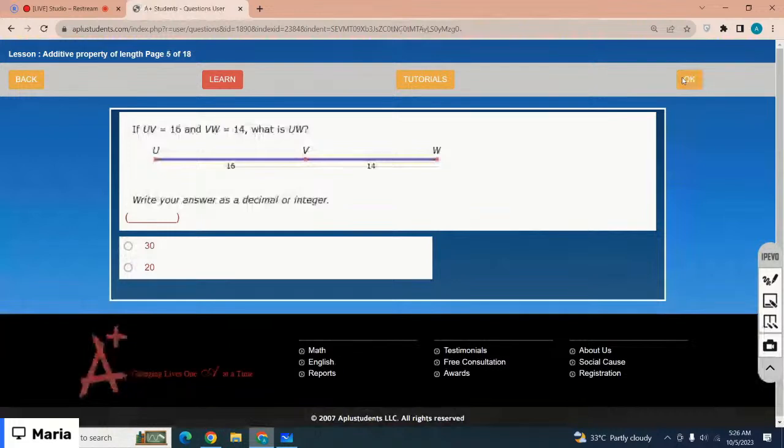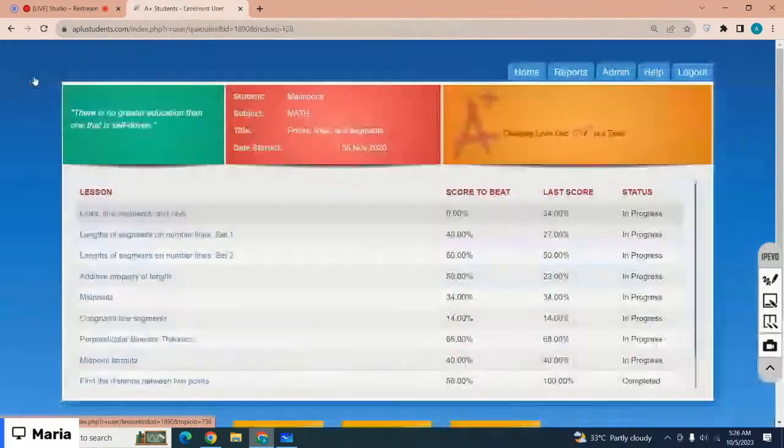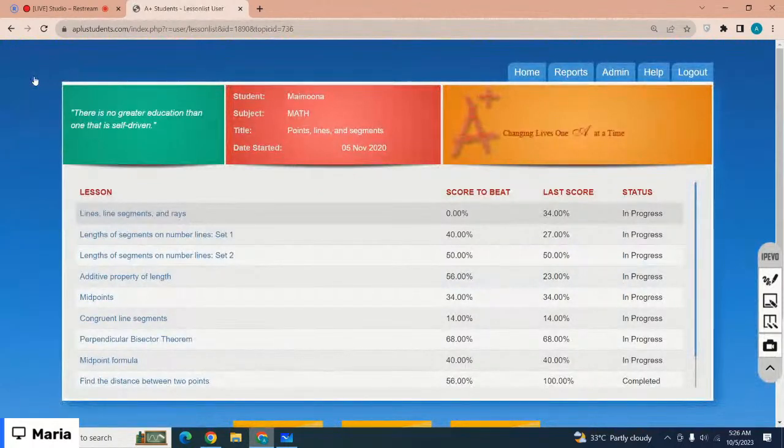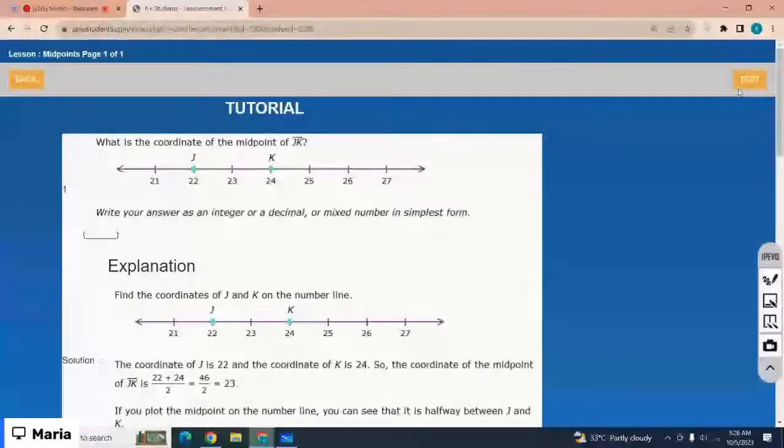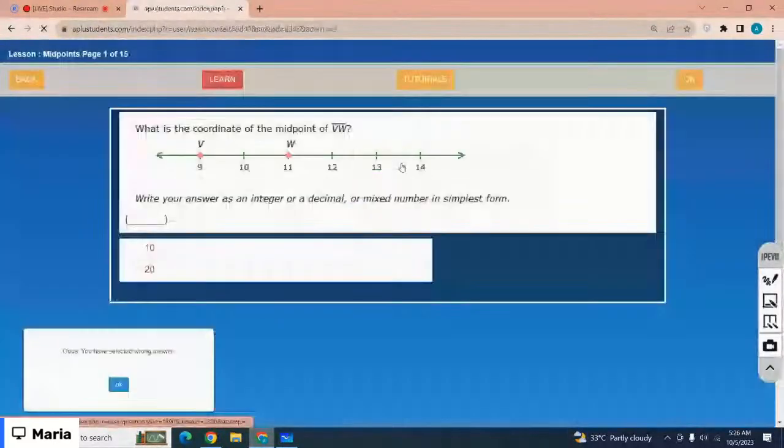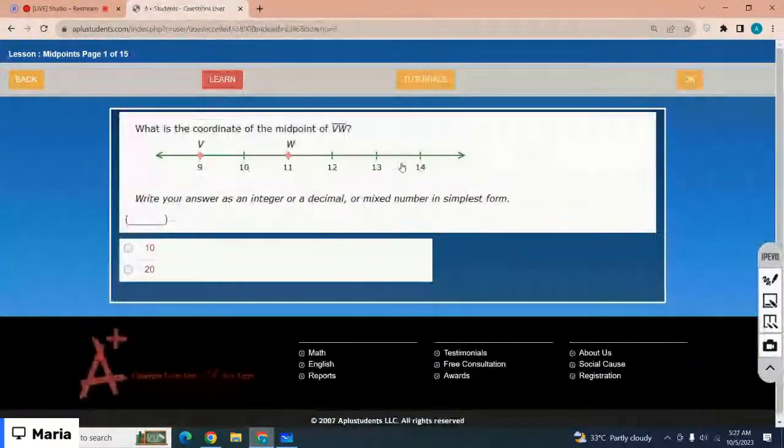Okay, you can complete the lesson by yourself later today. Let's just move on to the next one, right? Okay, the next one we're going to start with midpoints. So how do you calculate the midpoints? The midpoint is exactly the halfway of the line, right? So you need to add both the ends of the line segment and then you need to divide them by 2.